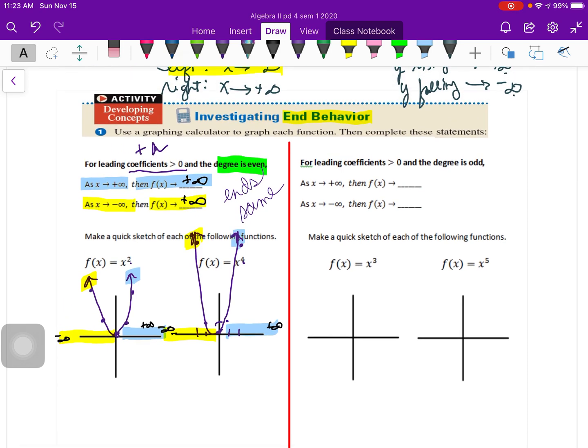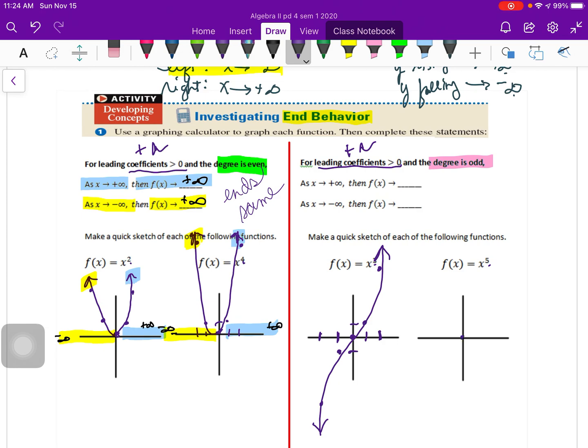So now let's look at an odd degree. And we'll still look at the leading coefficient being positive on an odd degree. So I have x cubed and x to the fifth. So if I put 0 in there, I get 0. If I put 1 in there, I get 1. If I put negative 1 in there, negative 1 cubed is negative 1. 2 cubed would be 8. Negative 2 cubed would be negative 8. So I get this graph.